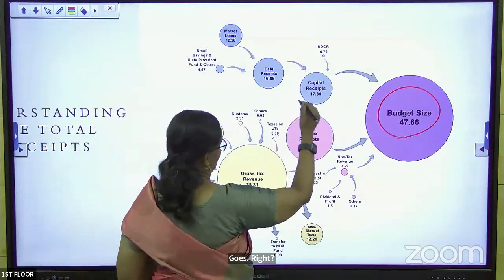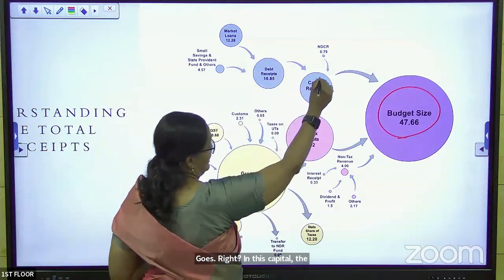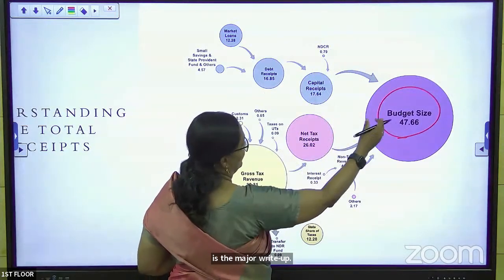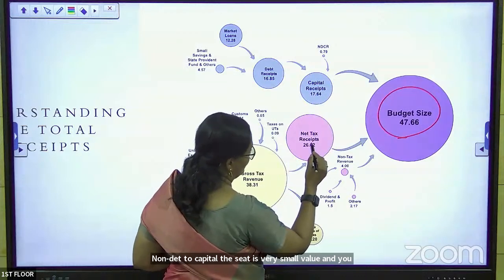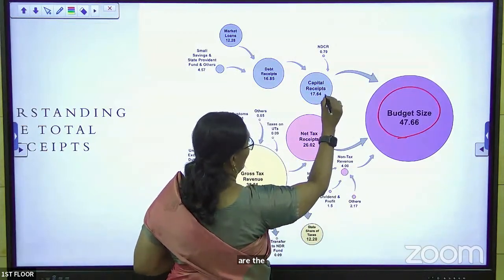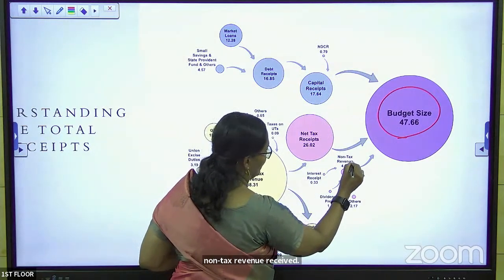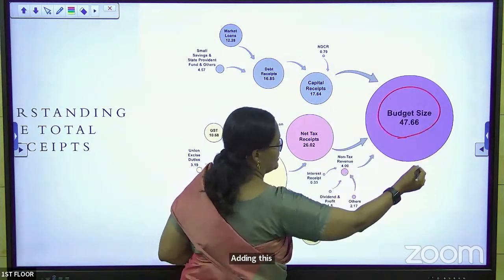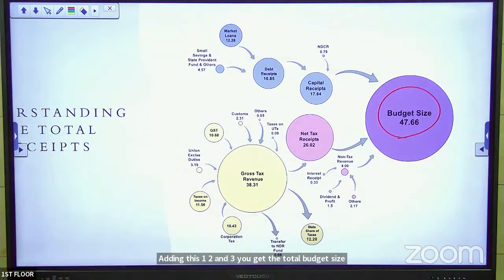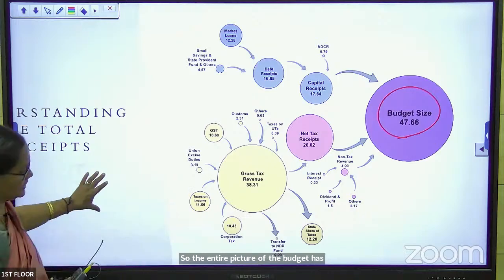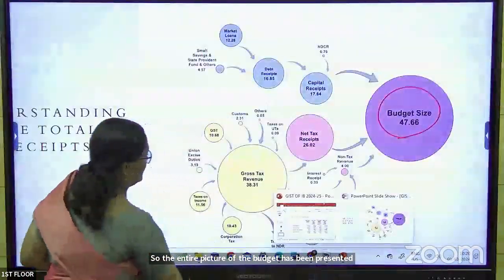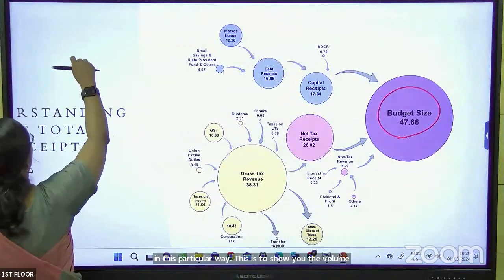In this capital receipts, debt receipt is the major item. Non-debt capital receipt is a very small value. And you add the capital receipts, net tax receipts and non-tax revenue receipts. Adding this 1, 2 and 3, you get the total budget size. So the entire picture of the budget has been presented in this particular way. This is to show you the volume of the budget presentation.